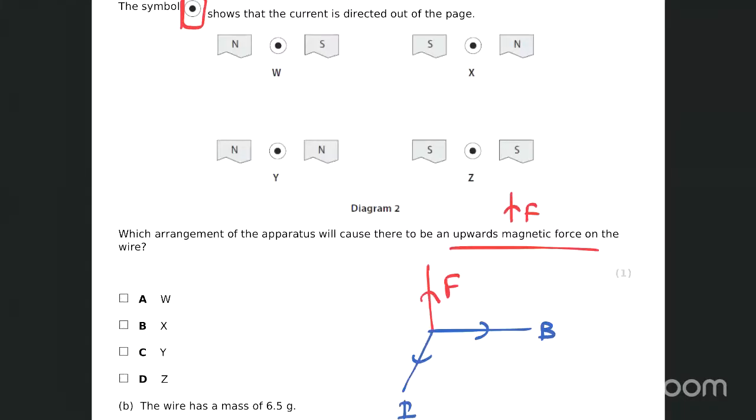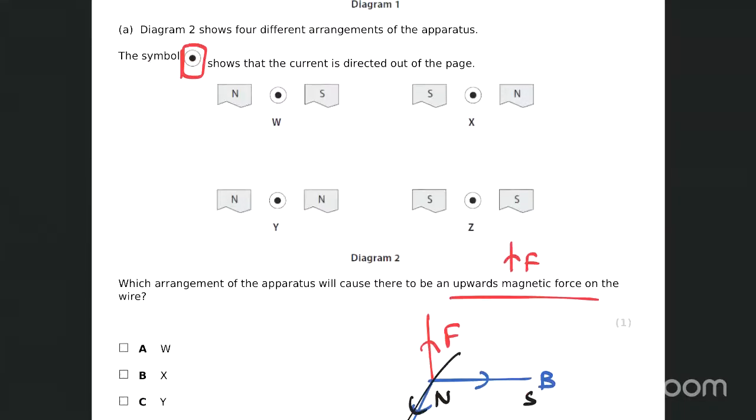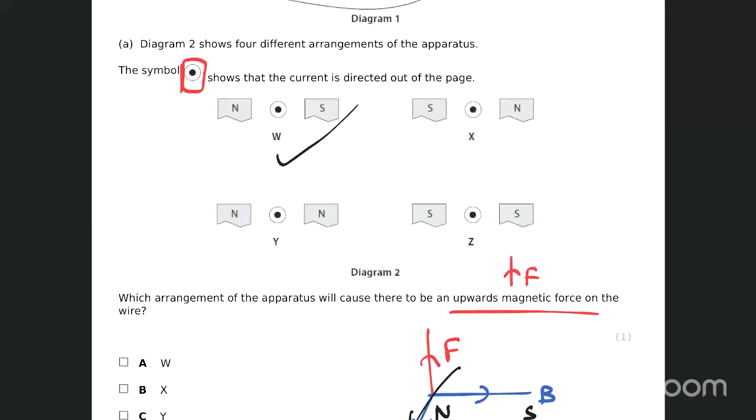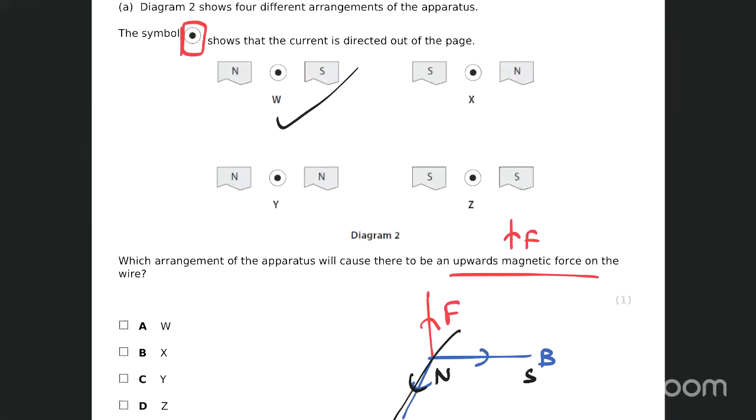Which means the magnetic field from left to right, which means the north to south, will be arranged like this. The arrangement from north to south will be like this, and the current is coming towards you. So our answer is W. Easy, right? It is easy.